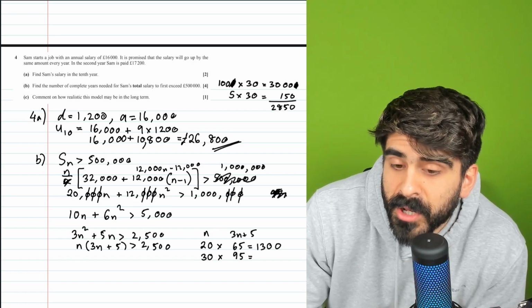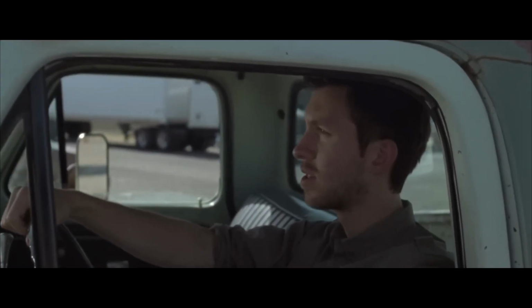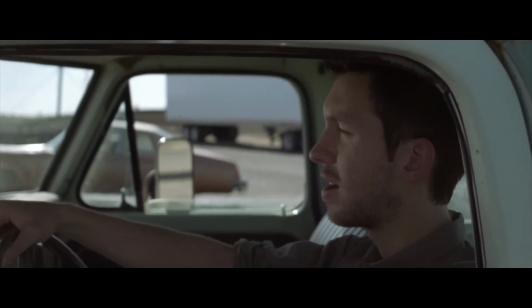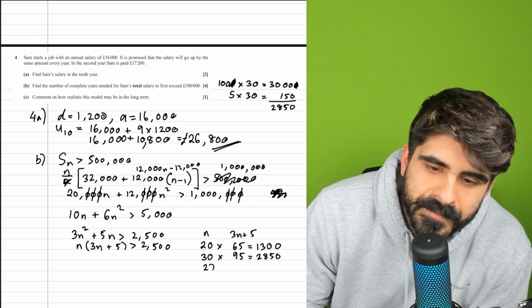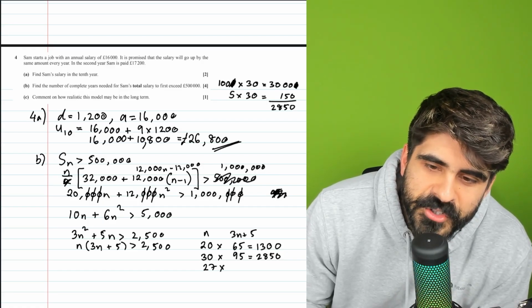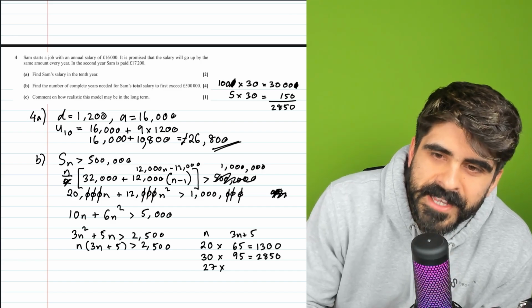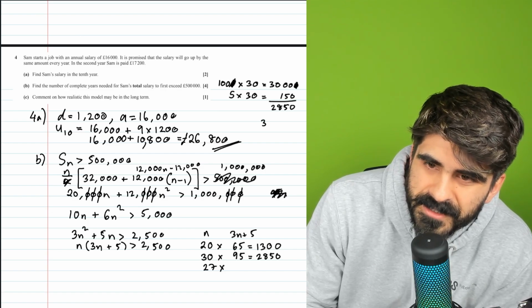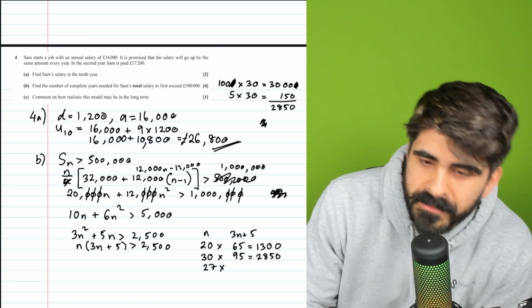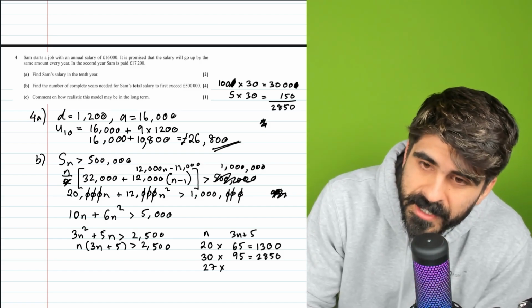2,850. I'm close. I'm so close, man. I feel so close to you right now. It's a force field. Should we try 27 then? And then just hope that 3 times 27. What's 3? 3 times 27, 81. 81 plus 5, 86.